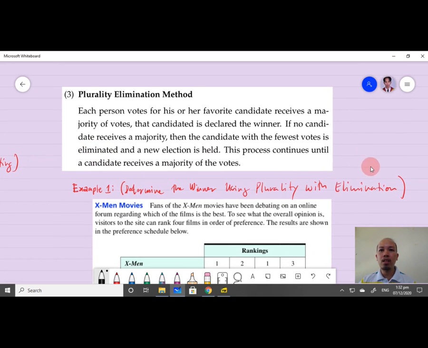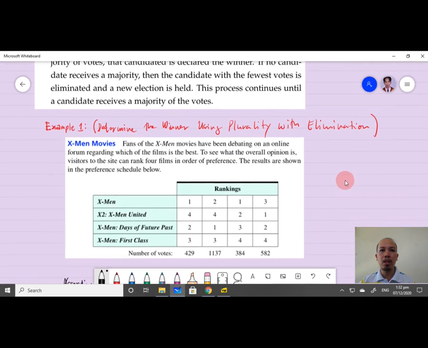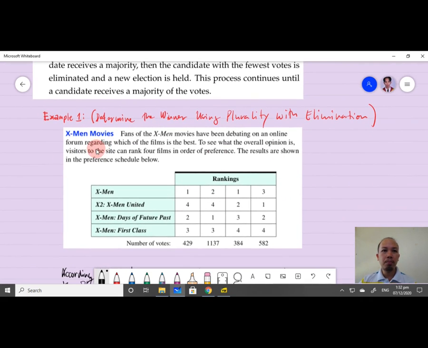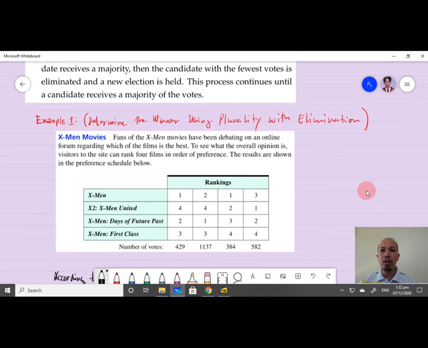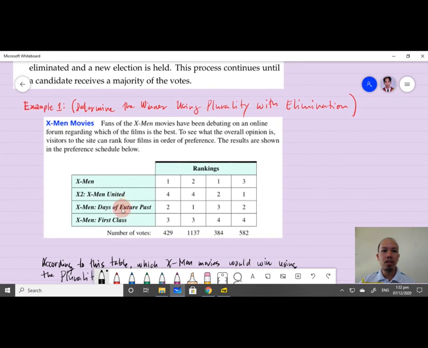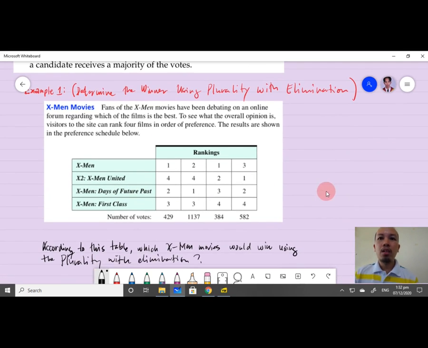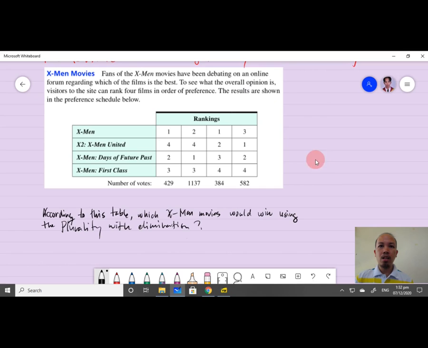So let's illustrate this method using the example we have here. The same problem as in the first and second voting methods, we will show by plurality with elimination who is the winner for this example. For the plurality method and the Borda count, the winner is X-Men Days of the Future Past. So let's try with elimination. If still, the winner is this one here.